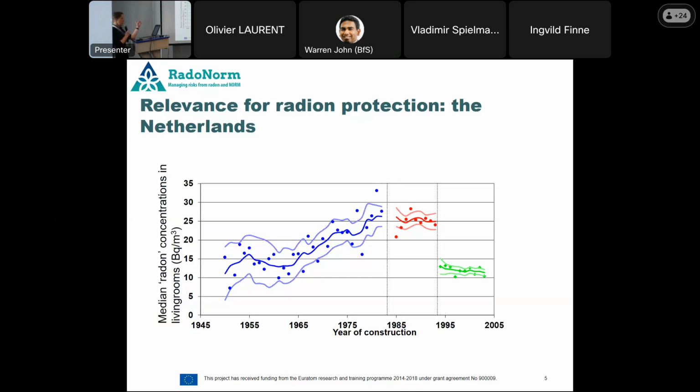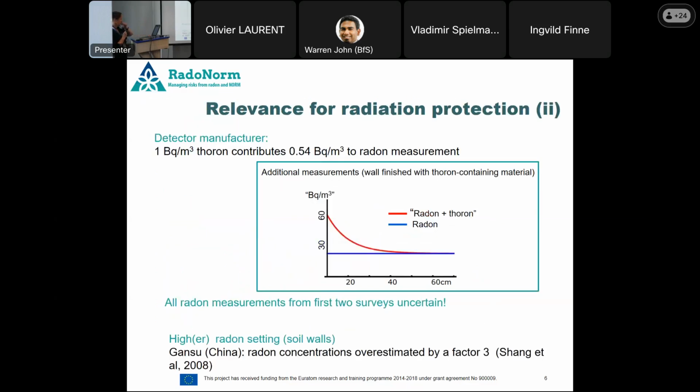So in the low radon setting of the Netherlands, this thoron sensitivity of the detector had a huge consequence on our assessment of the presence of radon in houses. And it had a further consequence, because it meant that all of our assessments of radon in existing surveys were now suddenly uncertain. Even if the manufacturer could give us an indication of the sensitivity of the detector to radon, we still missed a lot of information to reconstruct the thoron contribution.